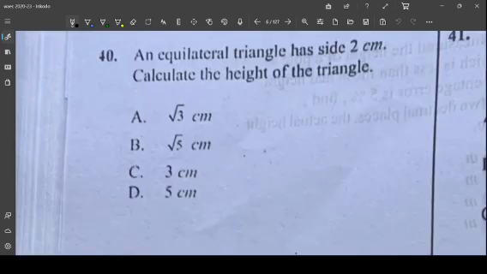Hi guys, let's look at question number 40. It says an equilateral triangle has side 2 meters. Calculate the height of the triangle. Now, one of the obvious properties of an equilateral triangle is that all sides are equal. So I have a triangle like this. Each side is 2 meters. And I'm told to calculate the height.